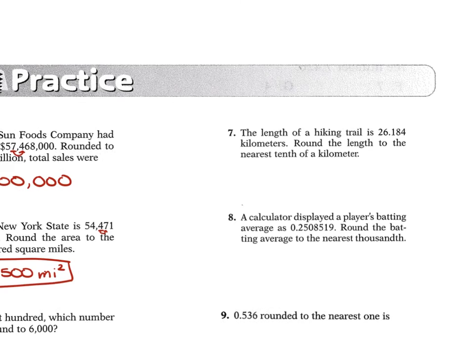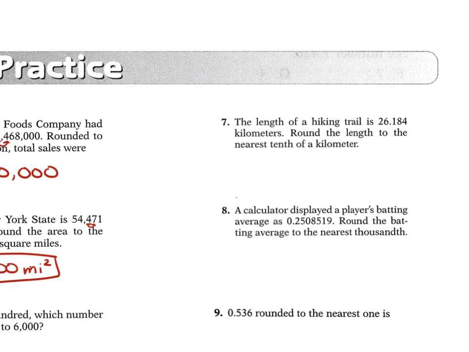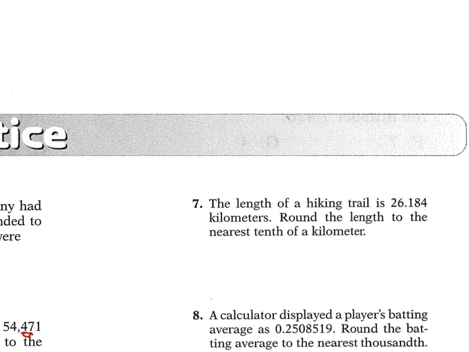For 7, it says the length of a hiking trail is 26.184 kilometers. Round the length to the nearest tenth of a kilometer. Your tenth place is the 1. The number to the right of it is greater than 5, so it's going to be 26.2 kilometers.